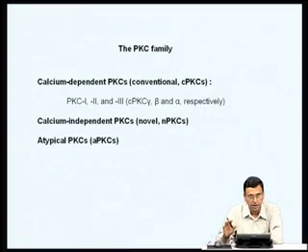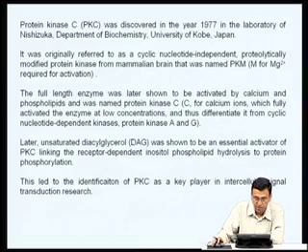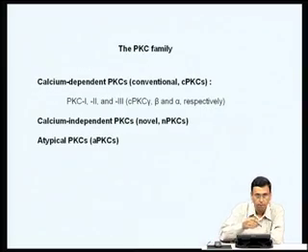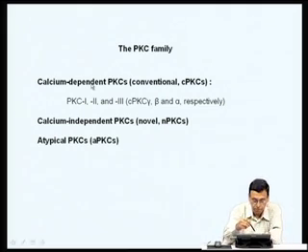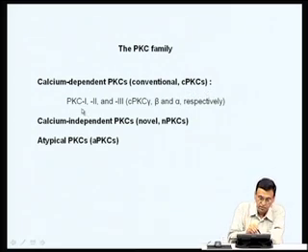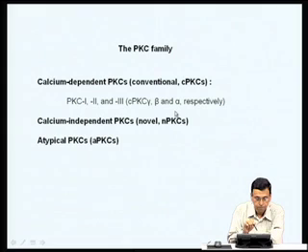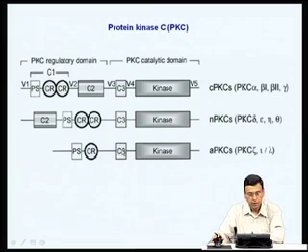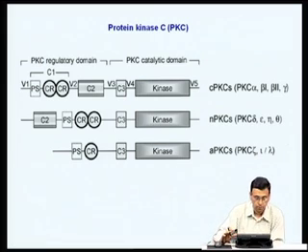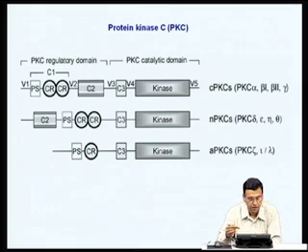The protein kinase C family, ever since its discovery way back in 1977, consists of a number of members, and they are broadly categorized into three groups. The calcium dependent PKCs or the conventional PKCs, designated as cPKCs, contain PKC1, PKC2 and PKC3, also known as cPKC gamma, beta and alpha. There are also calcium independent PKCs, which are the novel PKCs or nPKCs, and there are also what are known as atypical PKCs or aPKCs. And in the next slide I have shown the various domain structures of all these various members of the PKC family.